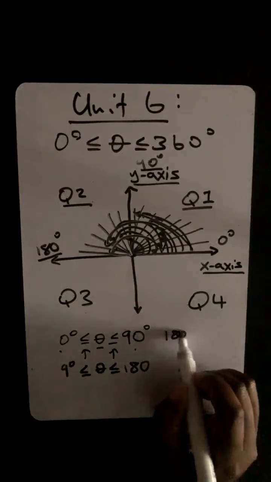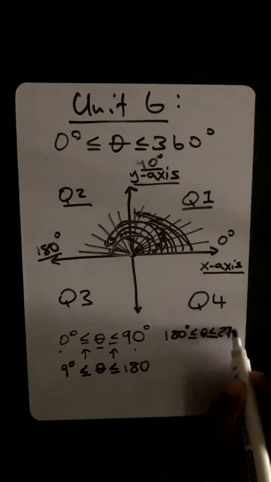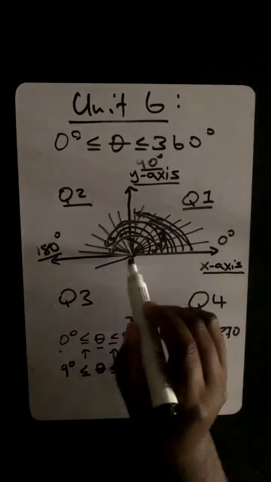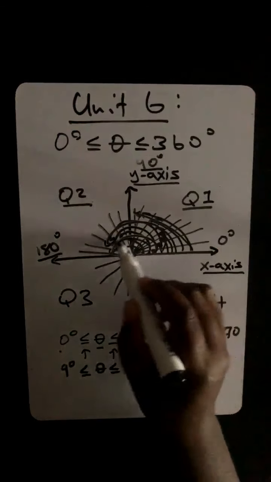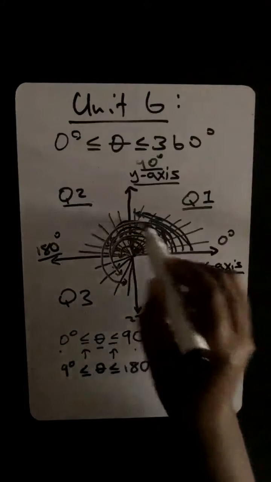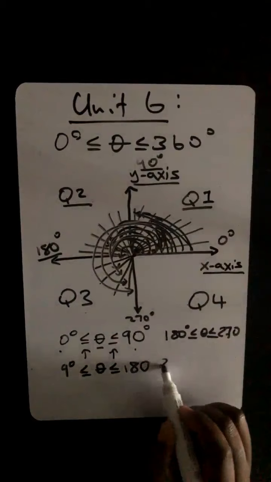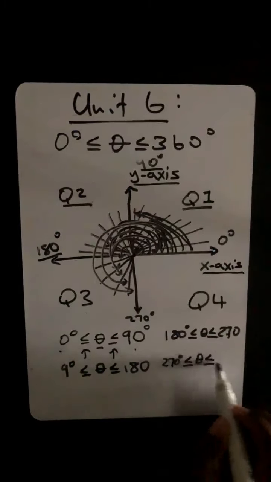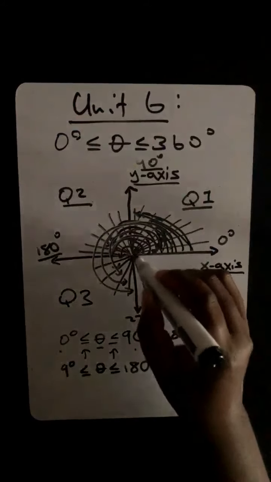So angles between 180 degrees and 270 degrees, which is there. These are the angles formed there. So angles formed between 270 degrees and 360 degrees. So these are the angles, guys.